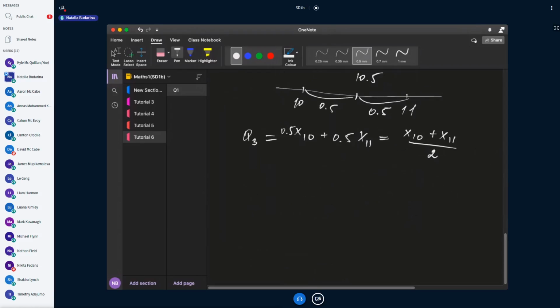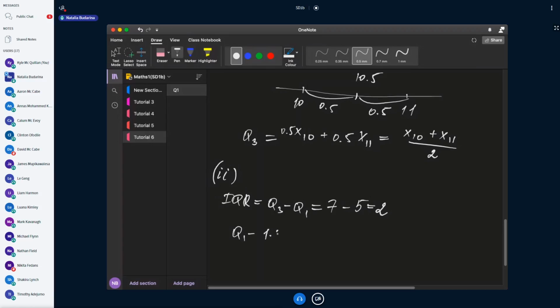Okay, now we need to discuss whether we have outliers or not. To find outliers, we need to find some values. First, we need to find the IQR, which is equal to Q3 minus Q1. In our case, Q3 we found is 7 and Q1 is 5, so the IQR is 2.